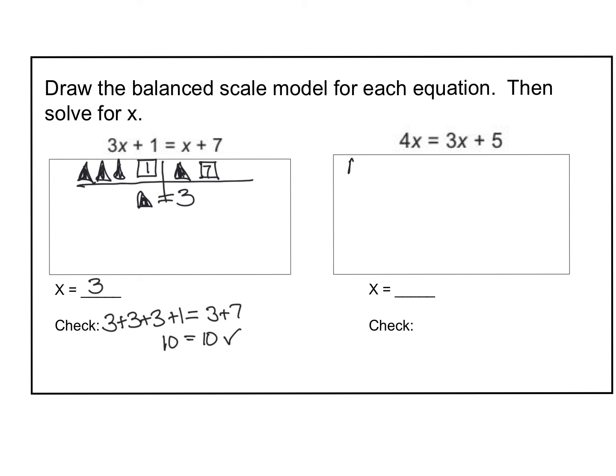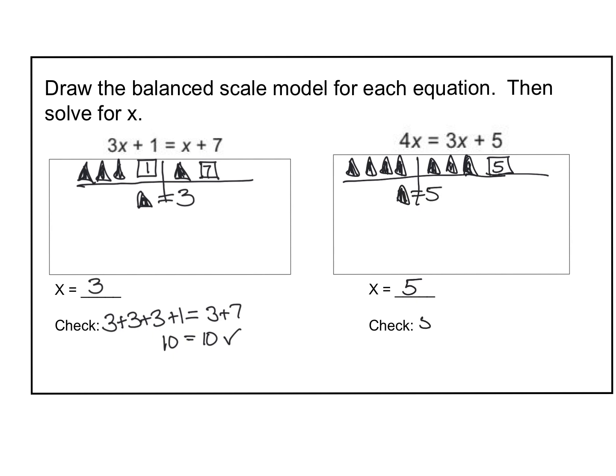Our next one, we're going to have 4 triangles balanced with 3 triangles and a 5. So as I think through this, I see, for example, that both sides have 3 triangles, so those would be the same, meaning it would make sense that our triangles have to equal 5 in order to make it balanced.